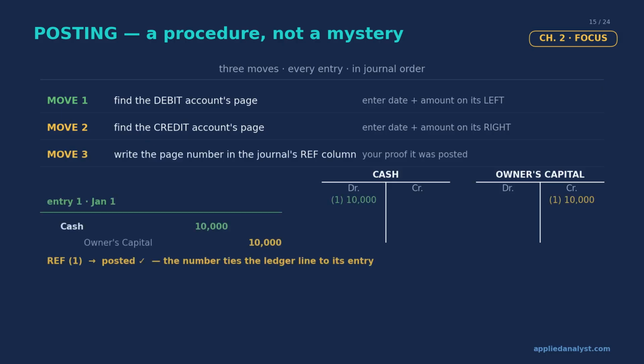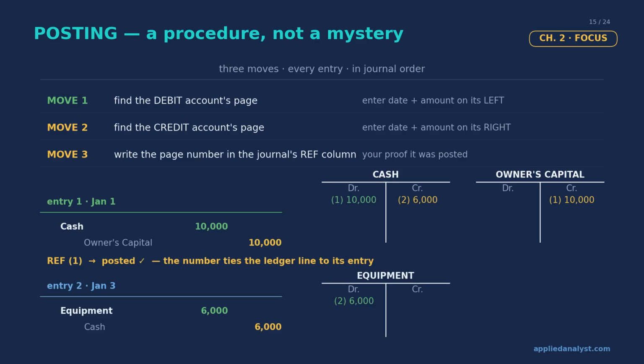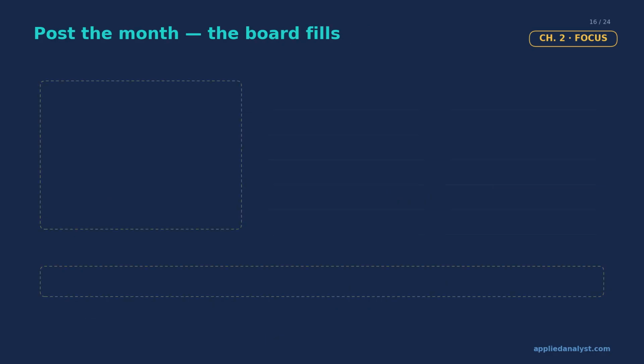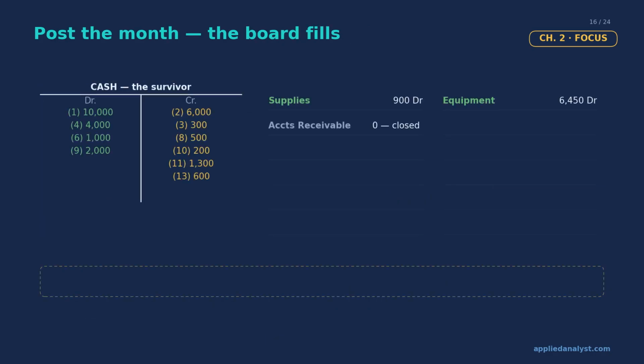Now watch it on your own first entry. Debit cash 10,000, cash page, left. Credit owner's capital, that page, right. Entry 2. Equipment left, cash right. Do that for all 13 entries, and the board fills like a scoreboard. Draw the line under every page and let each T announce its balance.